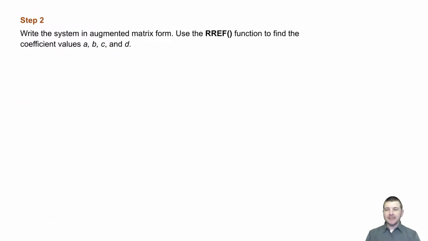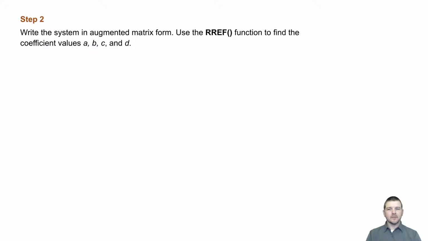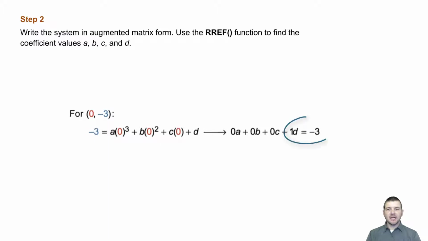Step 2. Write the system in augmented matrix form. Use the RREF, or reduced row echelon form function, to find the coefficient values a, b, c, and d. If you recall, our first equation revealed a d value of -3, which could then be substituted into the 3 remaining equations to eliminate the 4th variable and create a system of 3 equations and 3 unknowns, which could then be solved with elimination, substitution, graphing, or matrices.